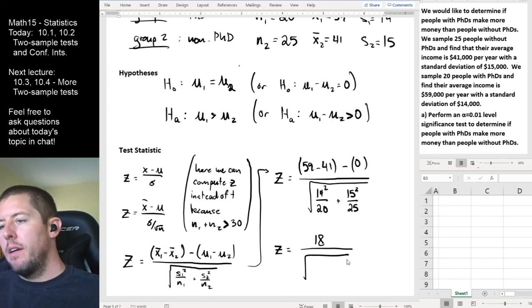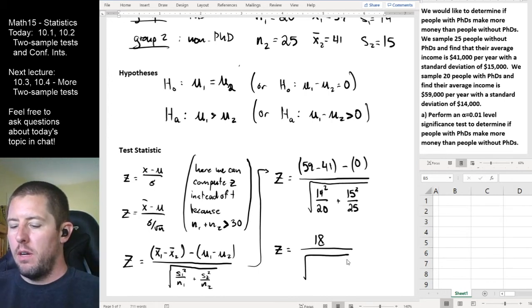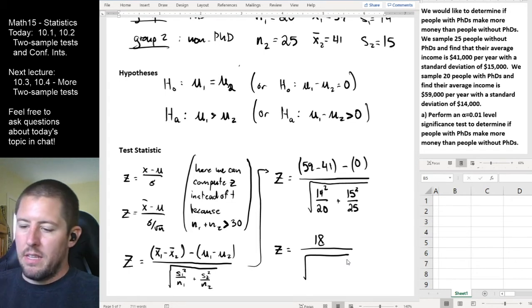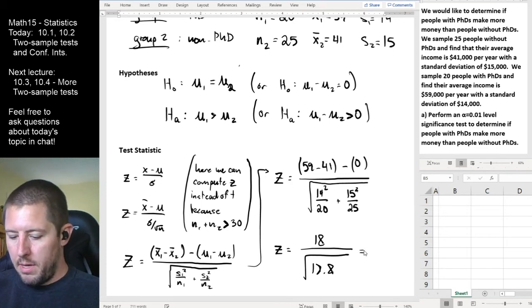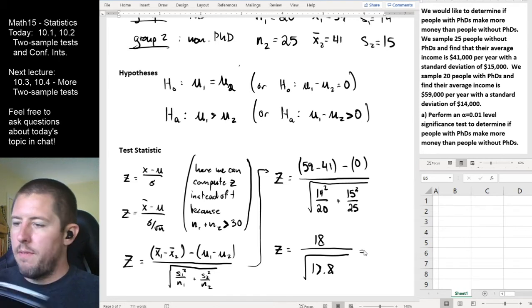And down here in the denominator, we can go ahead and compute our standard error term. So I'm getting, let's see here, 14 squared divided by 20, plus 15 squared divided by 25. And that's giving me 18.8 underneath the square root. And so in total, I'm going to get here 4.151.